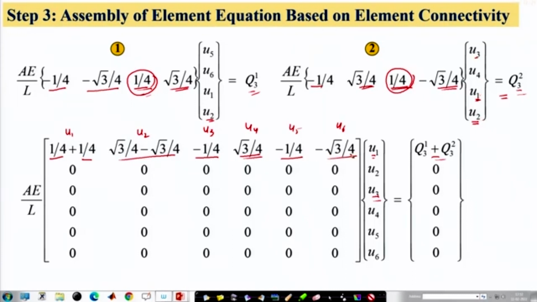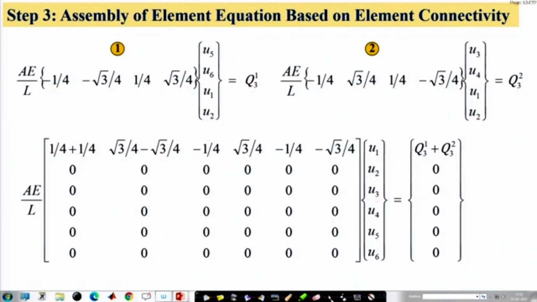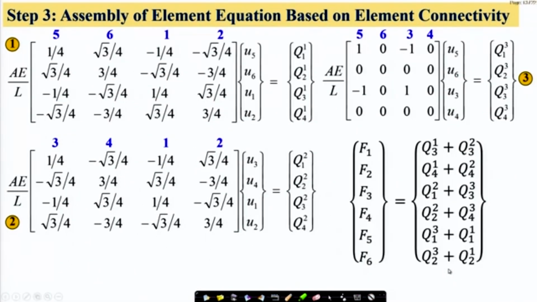So this will give us the first row of the global stiffness matrix, okay, and this first row of the global stiffness matrix, when multiplied with the global displacement vector, will give us the first equilibrium equation, right? Now, the same exercise we can do for the other equilibrium conditions as well. Now, let us do it for F2.